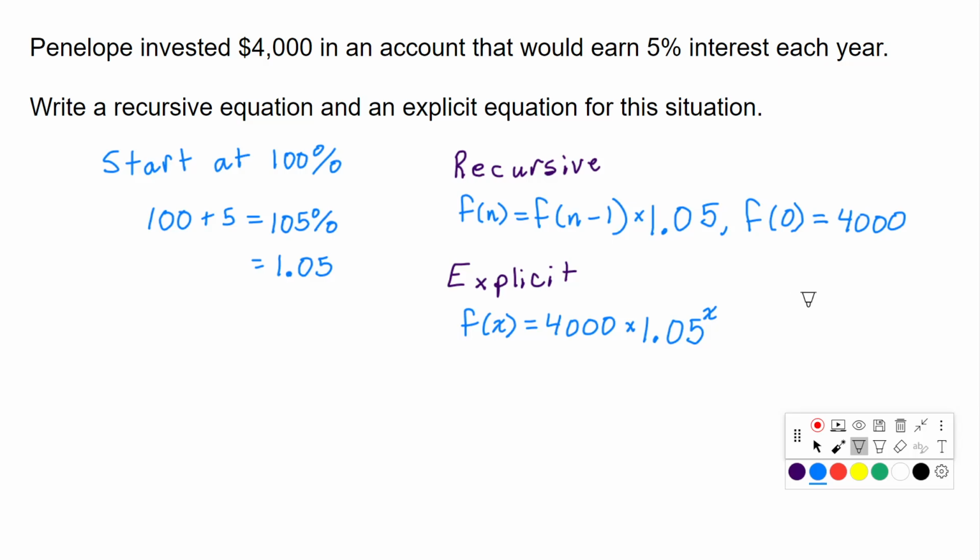And here is the end of this video, where we reviewed writing the recursive and the explicit for geometric sequences that involve percentages.